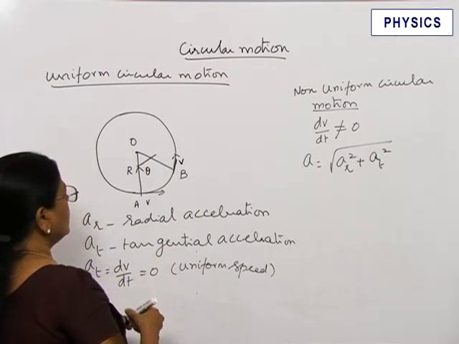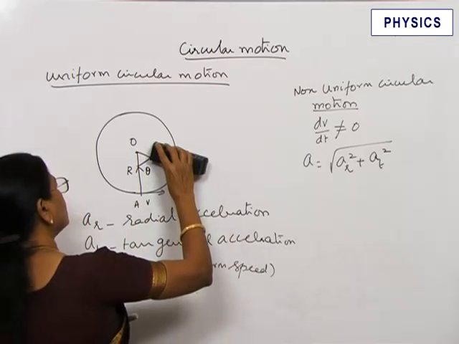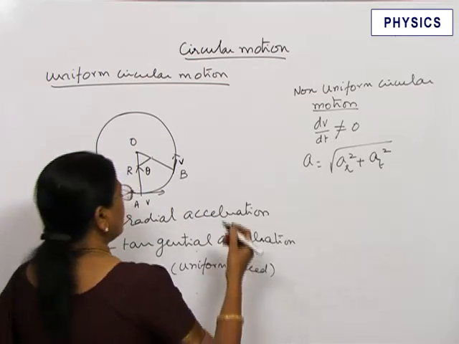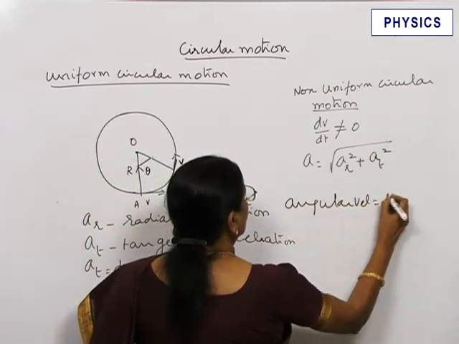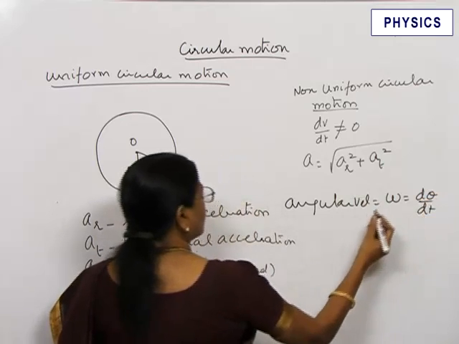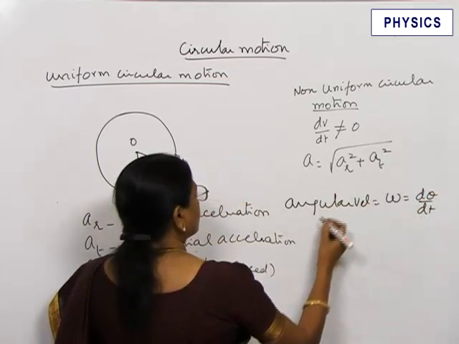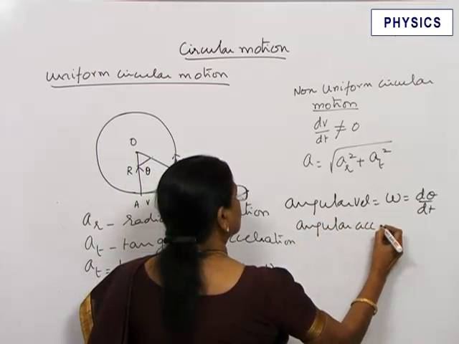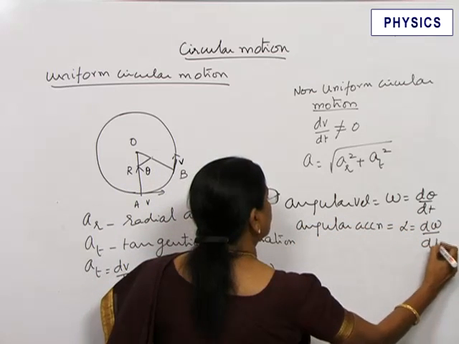The angle AOB, AO is known as the radius vector. The angle swept by the radius vector is the angular displacement. Okay. What is angular velocity? Angular velocity is represented by omega, which is equal to d theta by dt. Linear velocity is dx by dt, angular velocity is d theta by dt. Right. What is angular acceleration? Angular acceleration, represented by alpha, is d omega by dt.